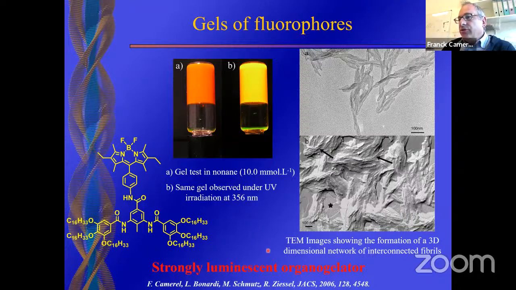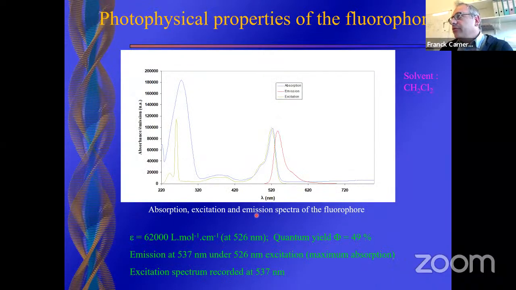So here we managed to obtain a strongly luminescent gelling agent by introducing this BODIPY derivative. What is also interesting, you can use this BODIPY derivative as a probe to check how the gel is formed. So this is the normal absorption and emission spectra of this BODIPY here in dichloromethane. You can see that you have an absorption below 520 nanometers, and you have an emission around 530 nanometers with a good quantum yield around 50%.